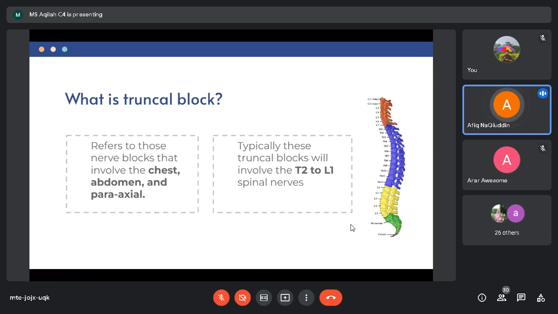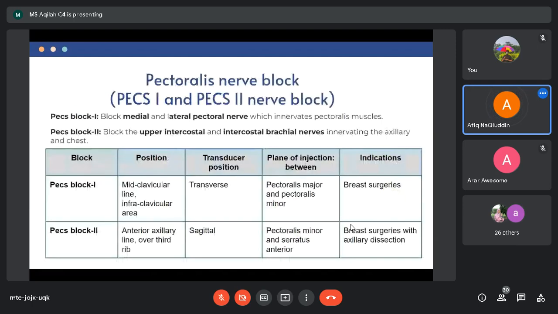Right, so what is the truncal block? The truncal block refers to those nerve blocks that involve the chest, abdomen, and periaxial. This truncal block typically involves the level of T2 to L1 spinal nerve. As I said earlier, it involves the chest, abdomen, and so on.